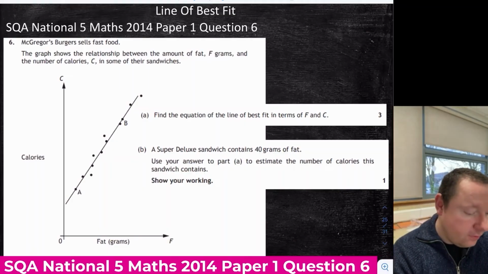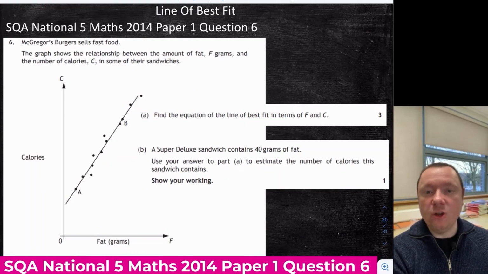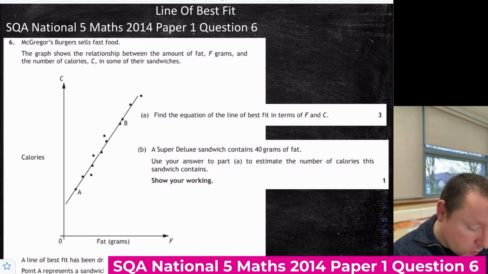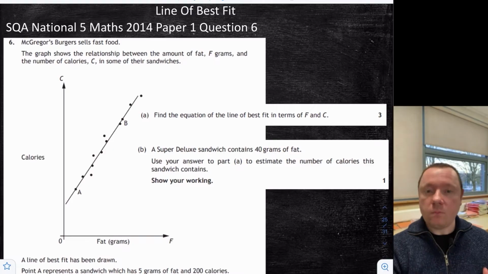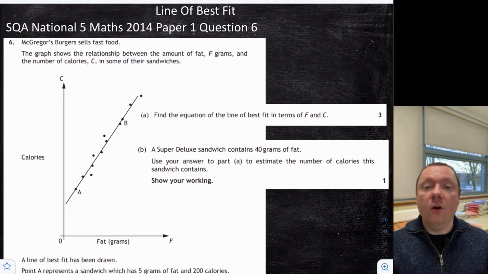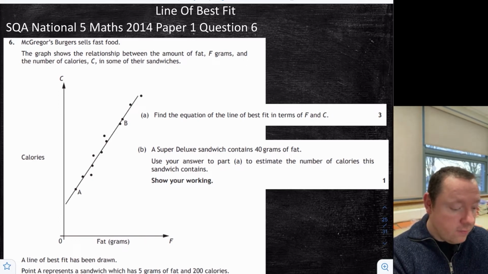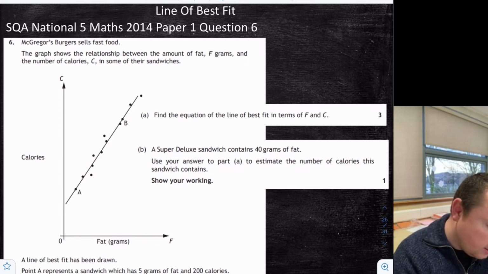On to line of best fit. This is basically a straight line question, but it comes in the stats topic because it uses real world data. So it is all just straight line with a little extra bit on. Let's look at one of the questions. 2014 National 5 Maths, paper 1, question 6 had this one.